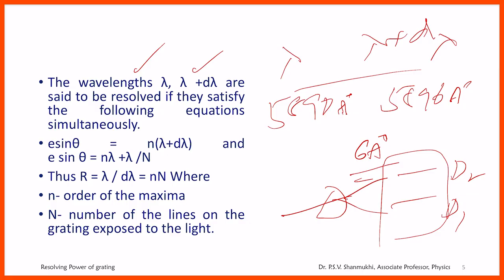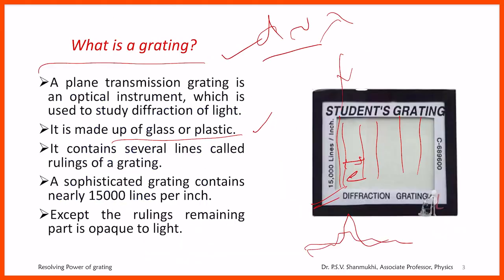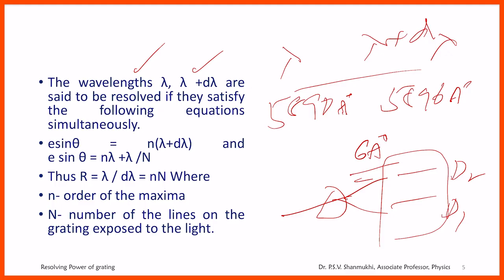Now I want to resolve these two wavelengths, lambda and lambda plus d lambda. For that I am using this instrument, the grating. Grating acts like a resolving instrument. Resolving power is given by R is equal to lambda by d lambda. That means two wavelengths lambda and lambda plus d lambda are said to be resolved if they satisfy these two equations simultaneously. The grating equation we already know: e sin theta is equal to n lambda or k lambda.